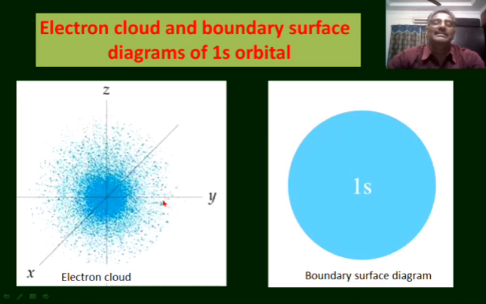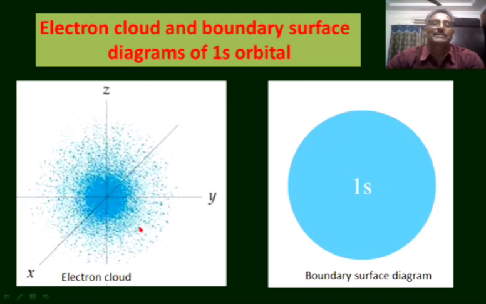we consider the region around the nucleus where there is a maximum probability of finding the electron, that is, more than 95% probability of finding the electron, as the atomic orbital. The atomic orbital is the three-dimensional region around the nucleus where the probability of finding the electron is more than 95%. And we represent this with a boundary surface diagram like this.